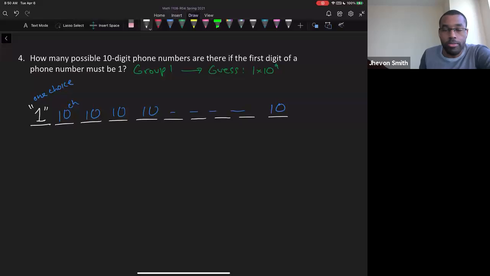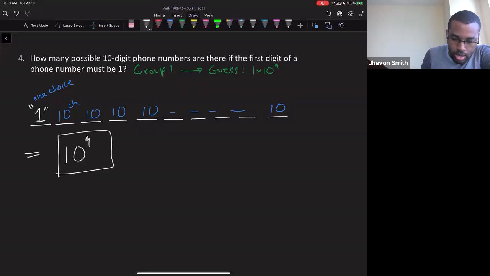You can think of building the phone number as something done in stages, where each stage is you choosing a digit. So this means that there are 10 to the 9 total possible numbers.